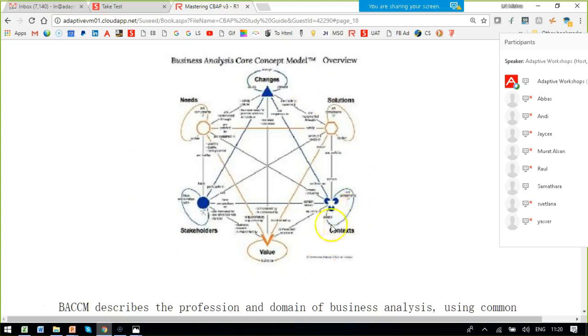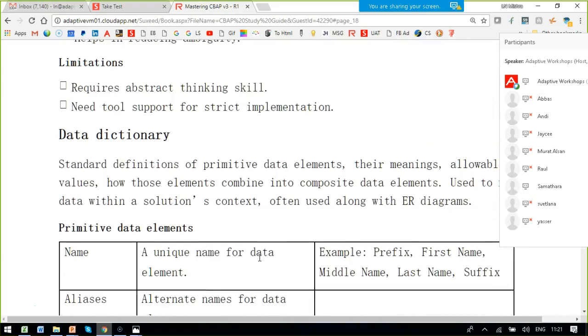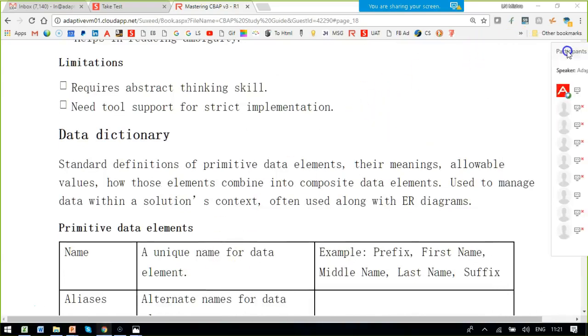For example, a change would have a context. A context means the prevailing situation. Why are you looking for a change? A context would involve the market, the political environment, technological change. These are context for an organization. Then it would have a solution, because any change has to be implemented through a solution. A change comes because of a need. A need would come from stakeholders. Any change should drive some value. This is how the BABOK core concept model is actually built. It's actually a nice model. I really liked it. It's fairly comprehensive as well.